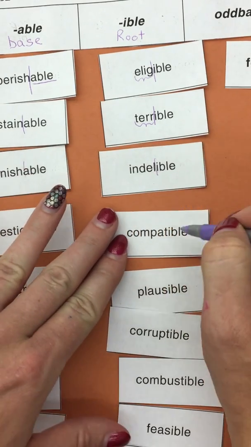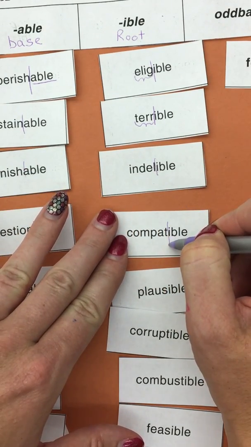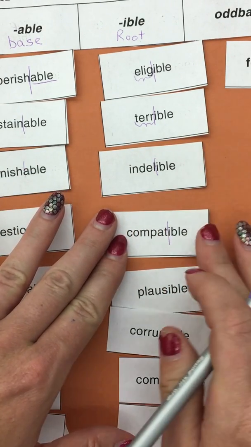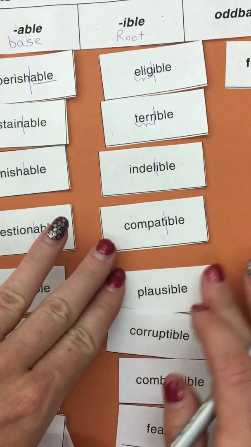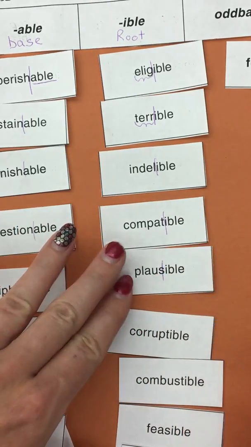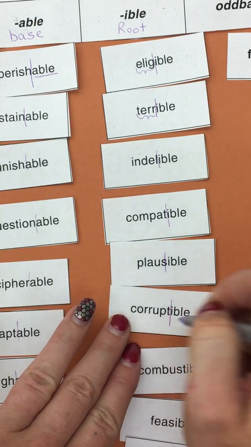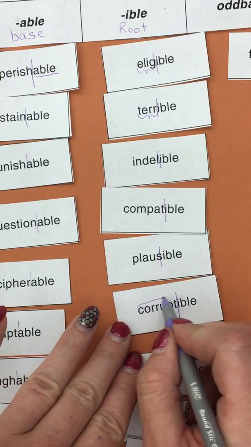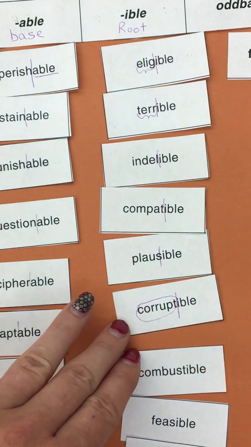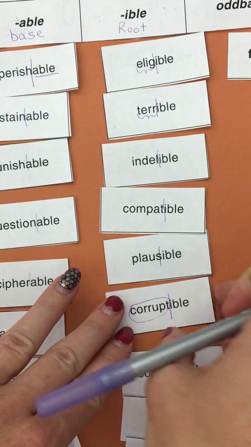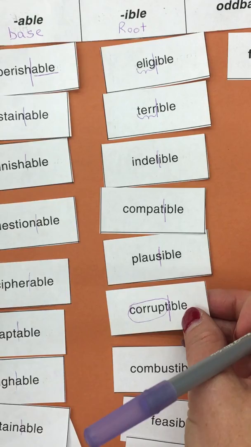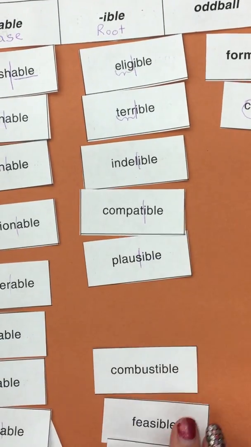Ible, nope. Compatible, oh. Compat is not a word. Clause is not a word. Corrupt is a word. Corrupt is a word by itself. It's not a root, that's a base. So that's what makes it an oddball.